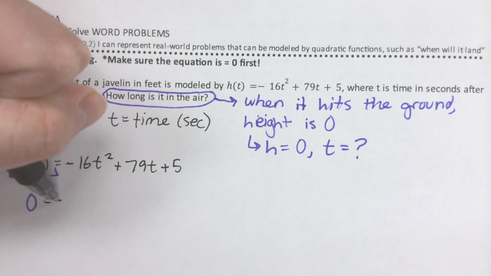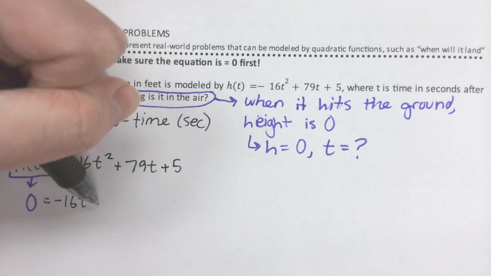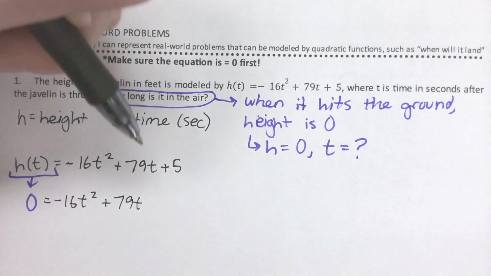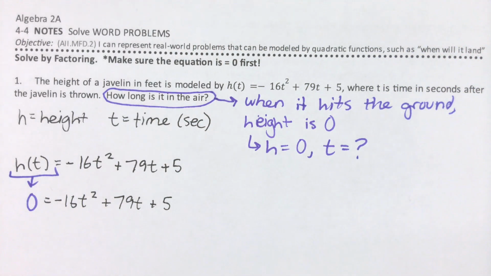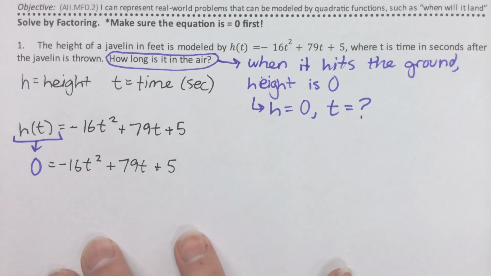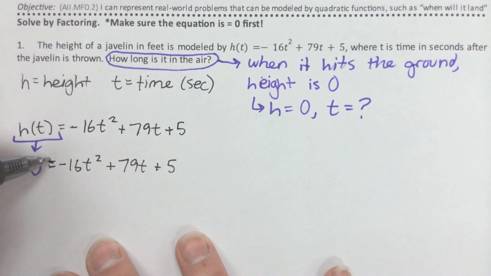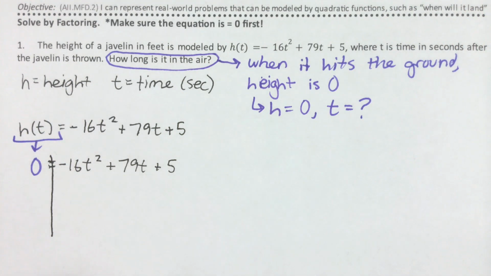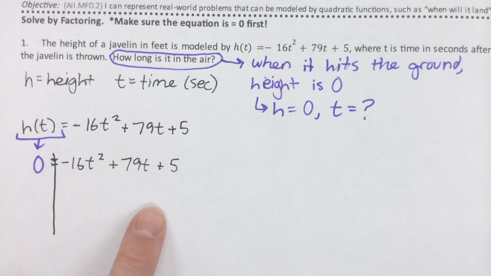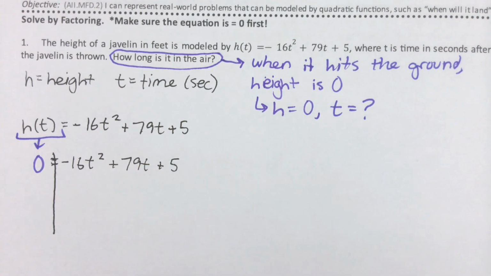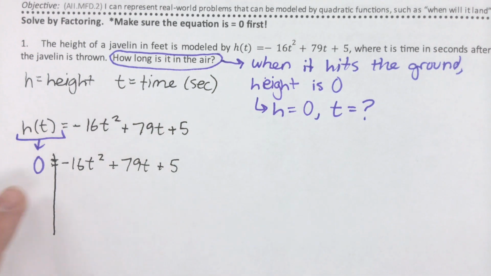0 equals negative 16t squared plus 79t plus 5. This equation is set up to be solved because I have everything on one side and a 0 on the other side. I know that normally this is flipped, the 0 is on the right and this stuff is on the left. You are welcome to flip the whole equation around if you want to. You can put all of this on the left side and 0 on the right.